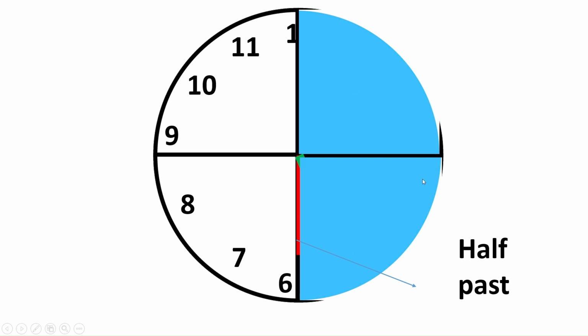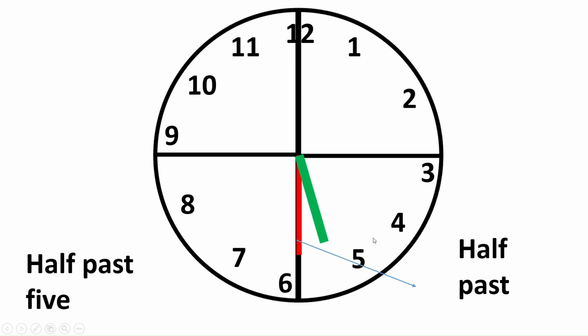See, there are 2 quarters that have been covered, and we know that 2 out of 4 pieces is equal to a half. So a half has been covered. So we would call it half past. Again, we would say the hour after the words, so we would now say that it is half past 5.